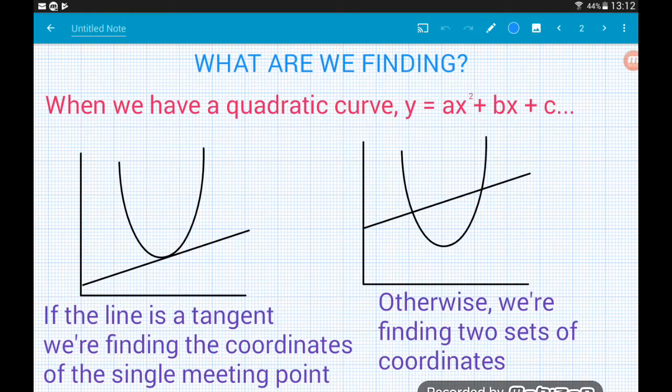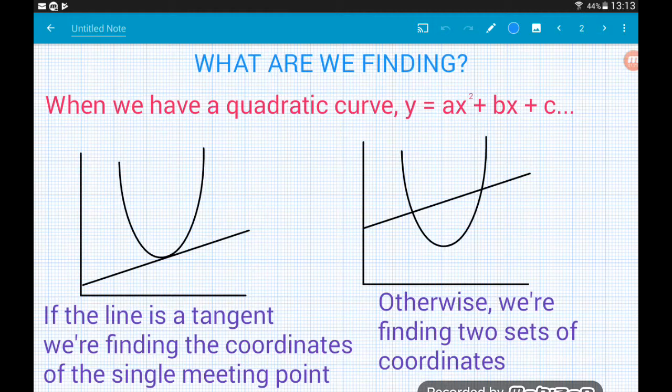Either the line will be a tangent, as here on the left. If the line is a tangent, then there is only one single point of intersection between the line and the curve, so we'll be finding one value of x and one value of y. Or if the line is not a tangent, then there will be two intersection points and we need to find two values of x and both their corresponding values of y.